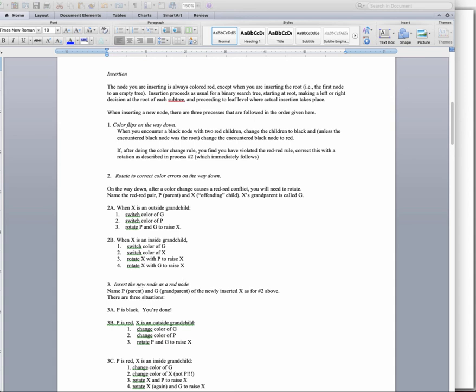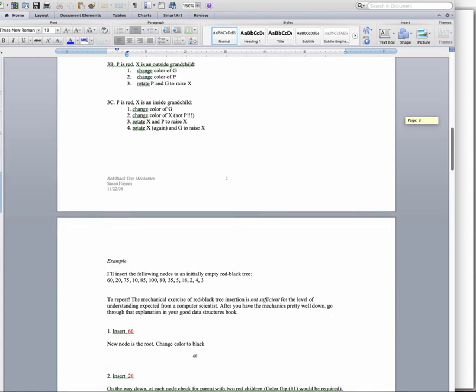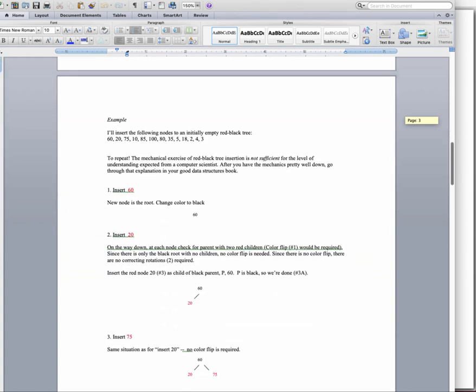remember we're inserting a red node. New nodes are always red. So if the parent is black, you're done. There's no problem at all. But it could be the case that the parent of where you're inserting the new node is red. And what will happen here is, if you look at these 2 rules right over here, they're basically just a restatement of the rules that we had right up here. Okay? So what we're going to do now is work through an example.